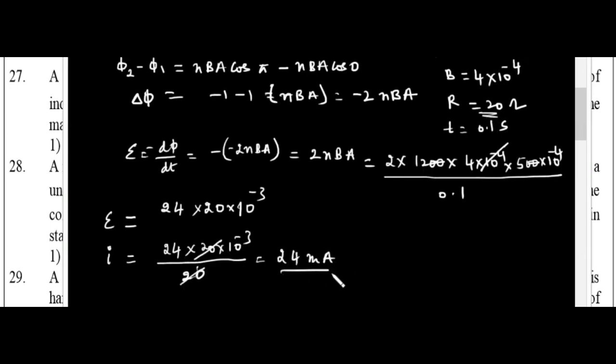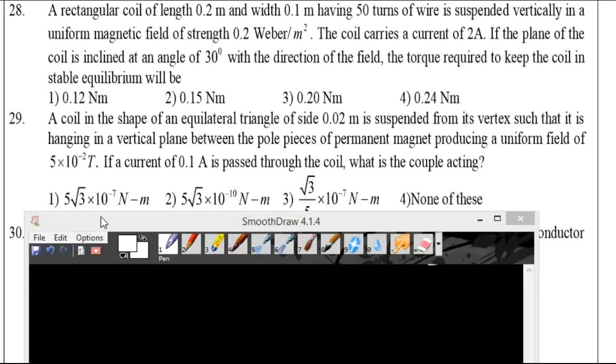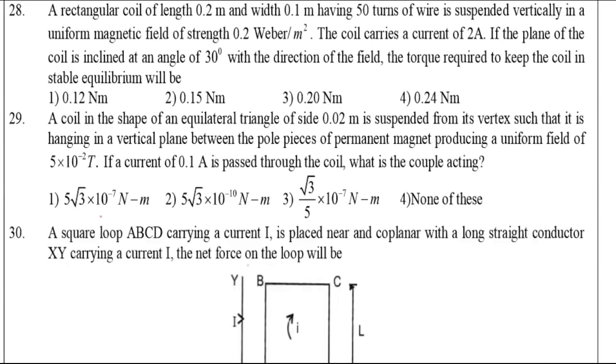24 milliampere. A rectangular coil of length 0.2 meters, 0.1 meter, having 50 turns, suspended vertically in a uniform magnetic field strength 0.2 Weber per meter square, carries a current of 2 amperes. If the plane of the coil is inclined at an angle 30 degrees with the direction of the field, the torque required to keep the coil in the stable equilibrium will be.